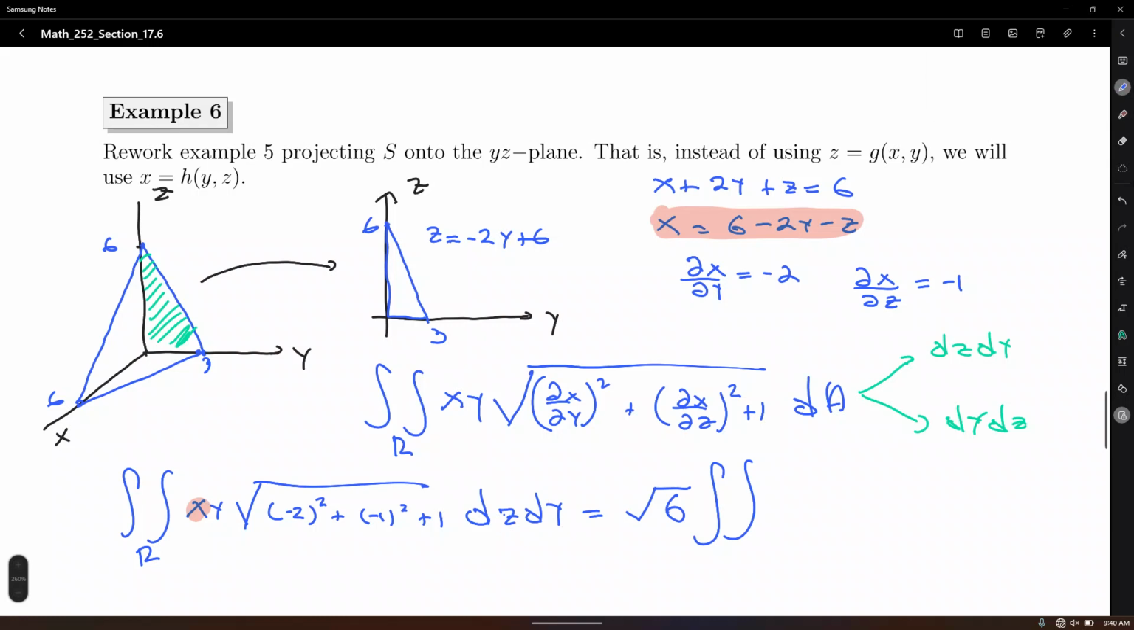Okay, what is this? So x, which is 6 minus 2y minus z, times y dz dy, evaluated between the lower limits 0 and 0, and the upper limits negative 2y plus 6, and 3. All right?